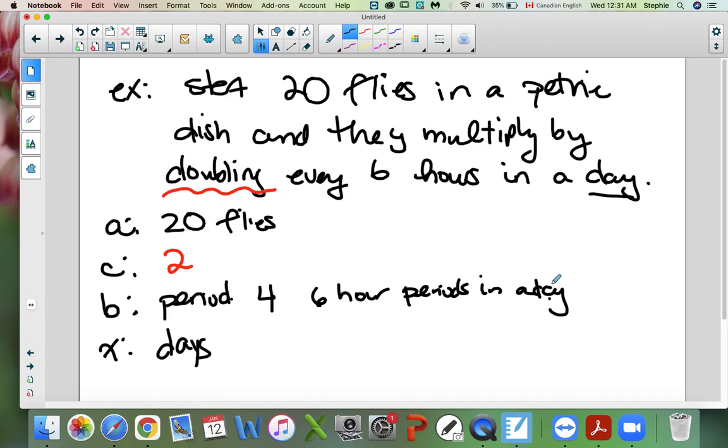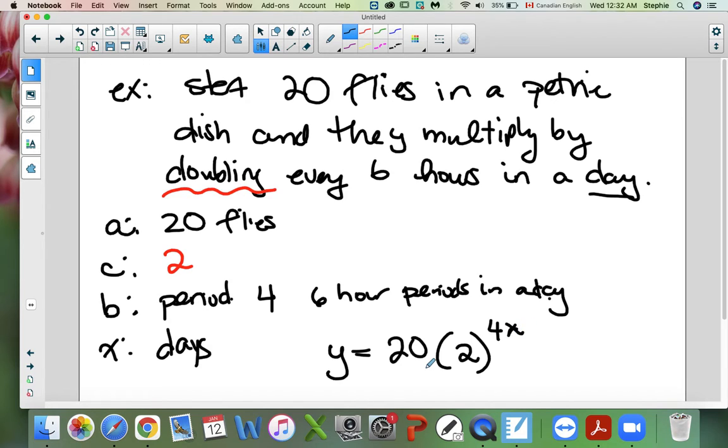It's almost like when sometimes you're given medication and they ask you to take it every 6 hours. That means you need to take it 4 times a day because there are 4 6-hour periods. Now, this is important to understand. It's often a source of confusion, and we're going to have to do a few more examples of these for you guys to understand. So y equals A, which is the 20 flies, the C, which is the 2, then you've got your 4 periods for the days, so it's 4 times x.